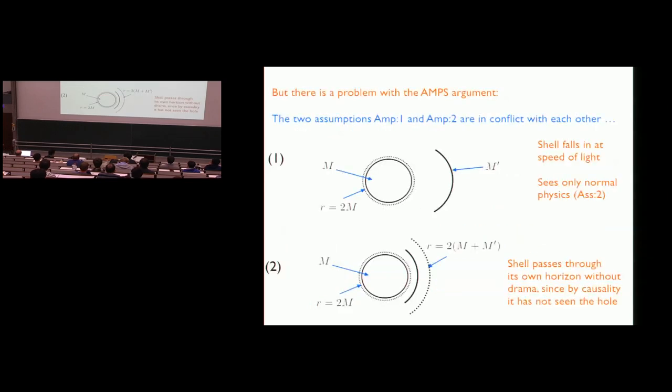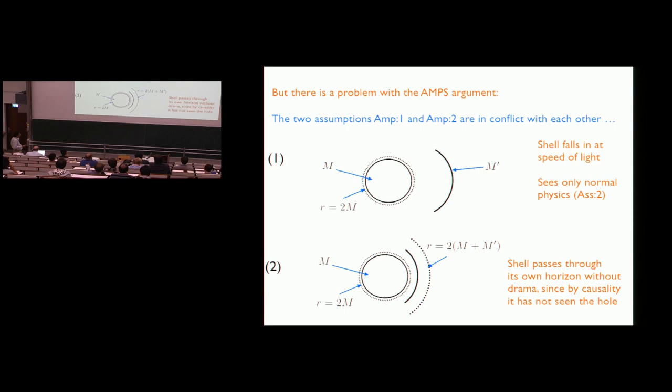Okay. But here is the problem with the AMPS argument. These two assumptions actually are in conflict with each other. And so let's see how that is. So again, in step one, we said that they take the shell, we have a fuzzball of mass m, or just any object which can radiate from its surface, it doesn't have to be a fuzzball, but some object here, and a shell of mass m prime is falling in onto this. It's coming at the speed of light, it sees only normal physics, and that's assumption two. It sees nothing special till it gets all the way here, so in fact the shell passes this critical radius 2m plus m prime with nothing happening, it comes in here.